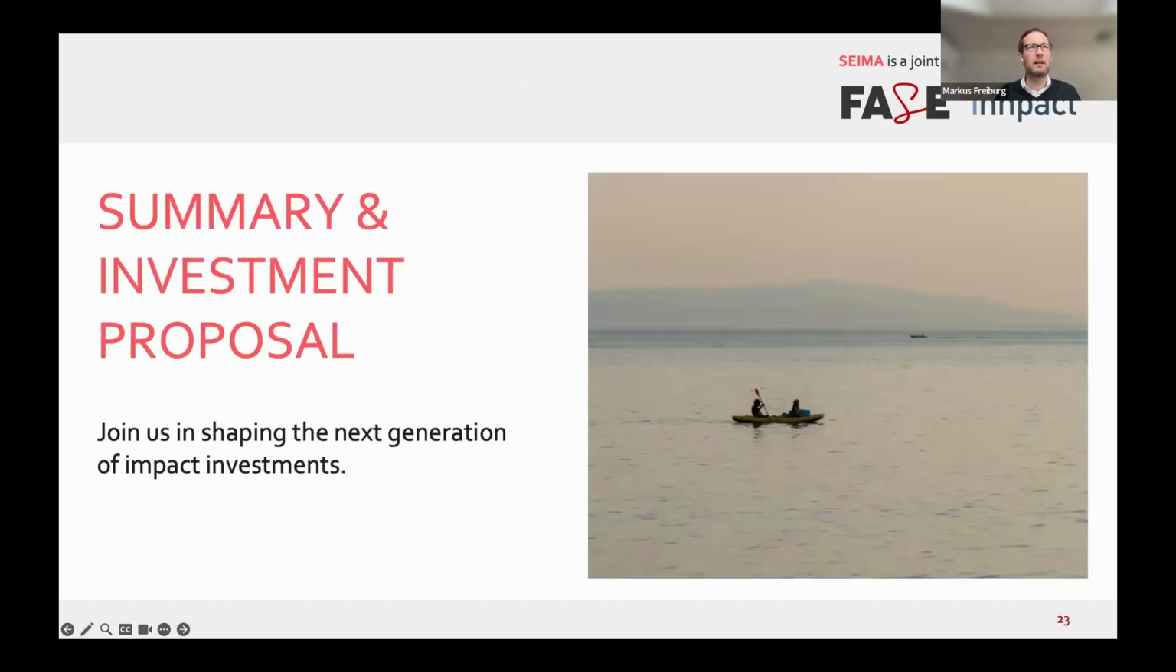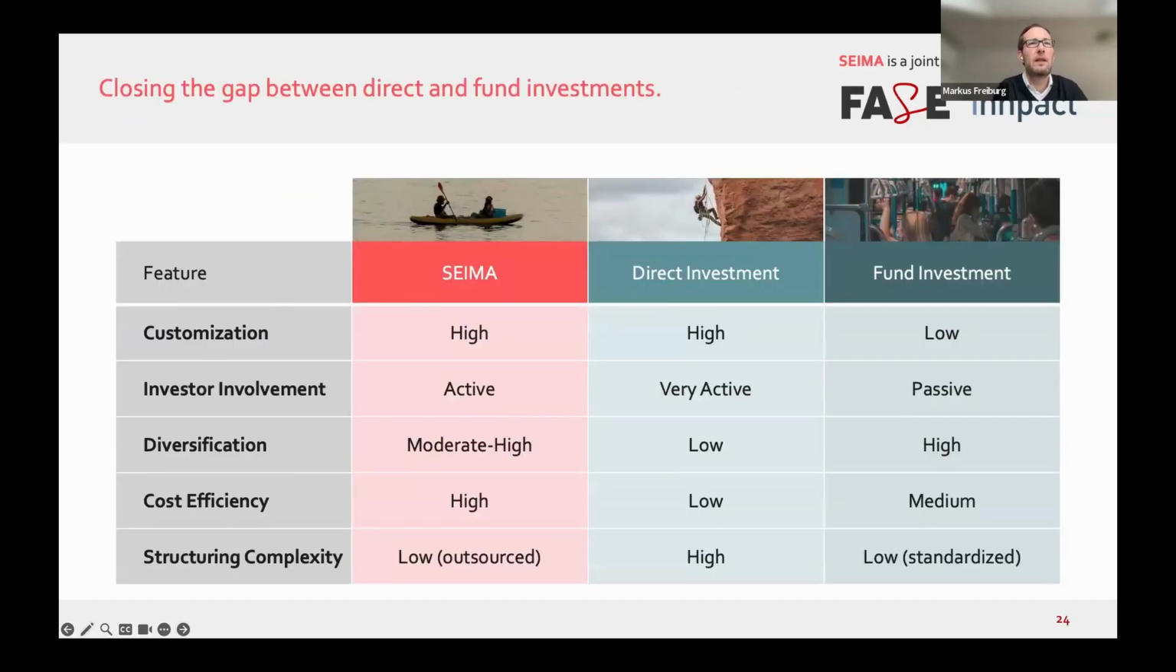And then maybe just to wrap up, we believe that SEIMA can be a very effective investment solution that closes a gap between direct and fund investments. We can offer investors a high level of customization and also active involvement. So investors can really pick and choose what types of impact ventures they want to invest in. With that, they still have a moderate diversification, especially compared to direct investment.